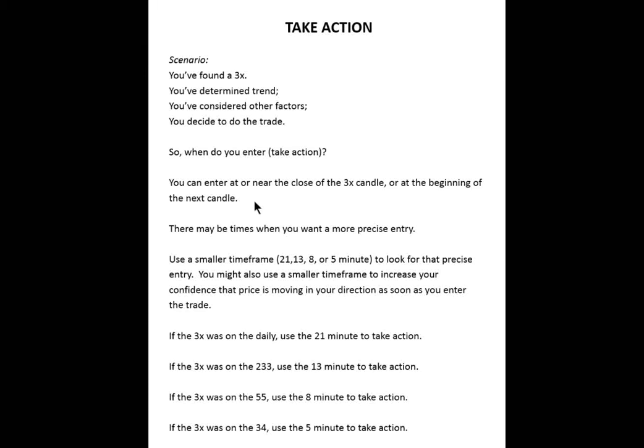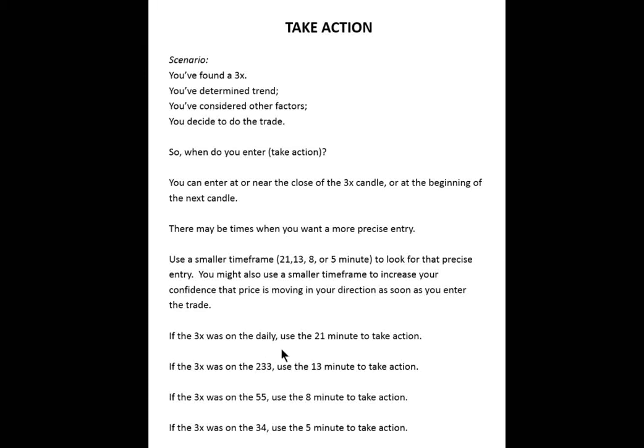Now, there may be times where rather than jumping in at or near the close of that candle that has the triple cross, maybe you want a more precise entry. And this comes in very handy when you're trading to get $1 an out or $1.50 an out. And so what you do is you now use a smaller time frame to look for that precision entry. What it does is it increases your confidence the price is now moving in the direction that you want it to go as soon as you get in the trade.